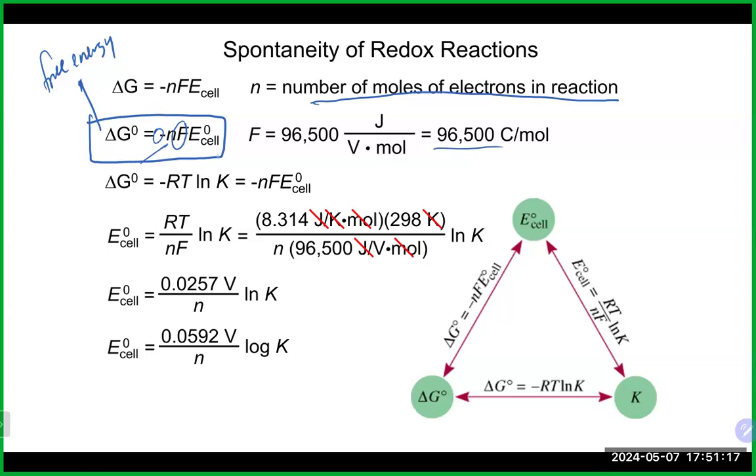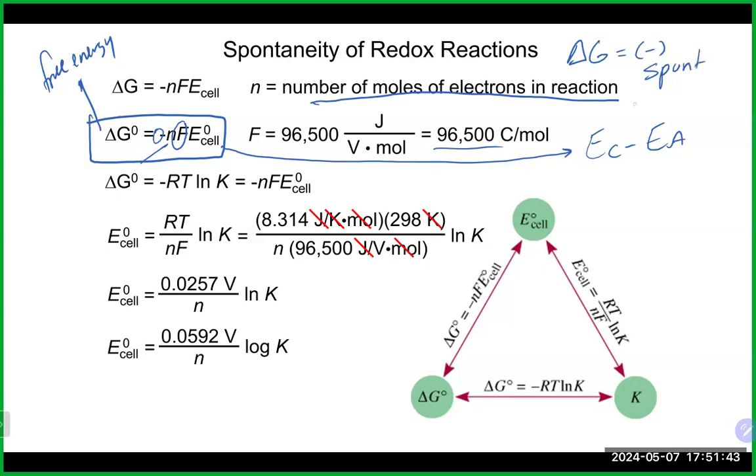And our E of the cell here is the same one that we've been talking about, so that's going to be our cathode minus our anode. Again, you don't flip the sign, just like we did before. So this one allows us to figure out the Gibbs free energy. A reminder that if we calculate delta G and it is a negative value, it is a spontaneous reaction. And if we calculate delta G and it is a positive value, it's a non-spontaneous reaction.